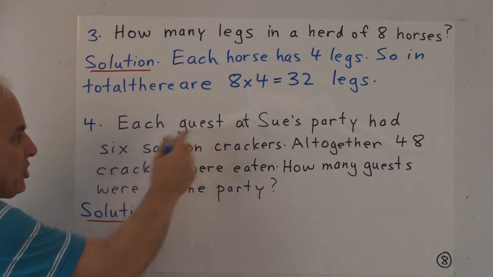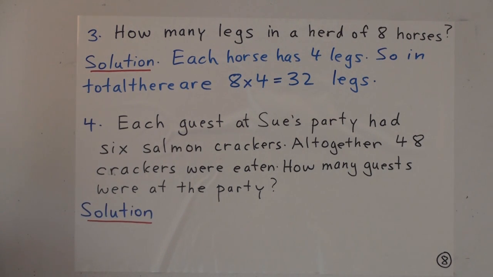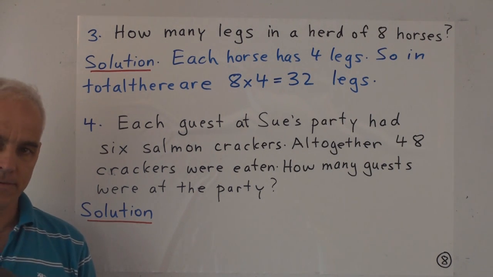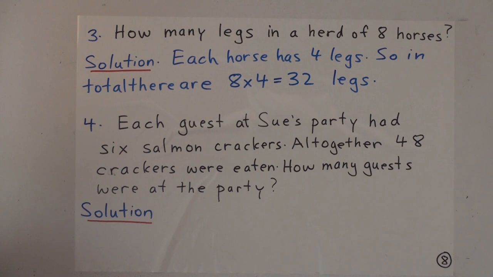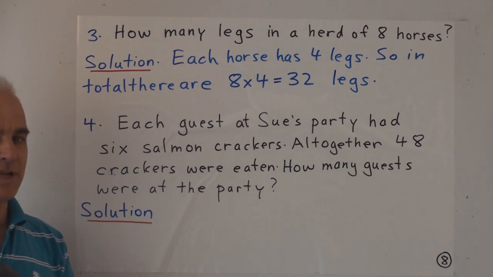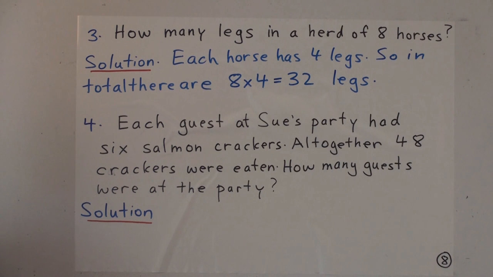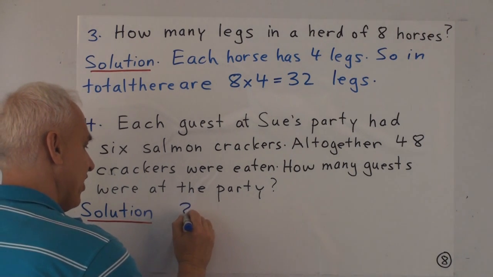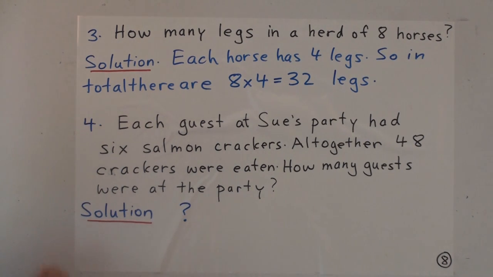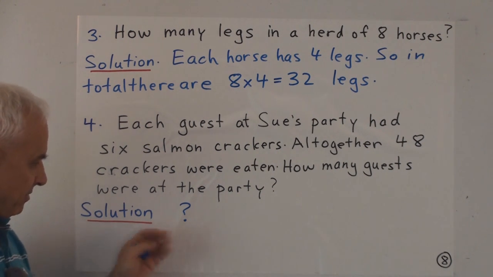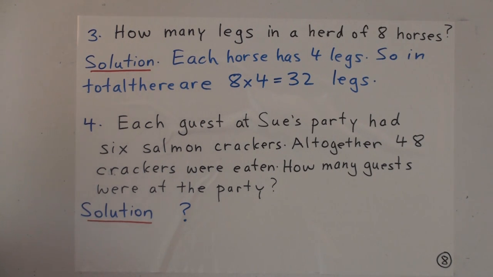So for our last question, each guest at Sue's party had 6 salmon crackers. Altogether, 48 crackers were eaten. How many guests were at the party? This is also a multiplication table question, but it's a little bit more subtle. Because we don't know how many guests there were. It's a mystery to us. But each one of them eats 6 crackers. So I'm going to represent the mystery number by a question mark, which is not very sophisticated, but I think it expresses the idea quite well at this stage.